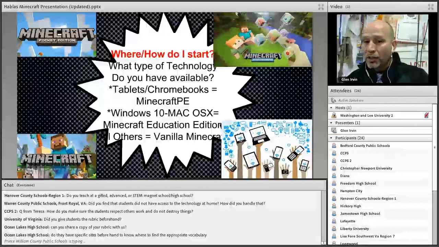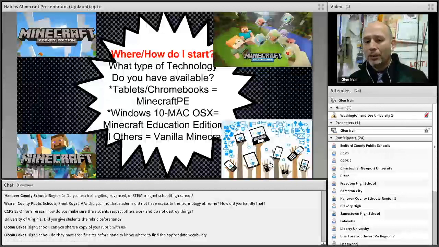The costs of these: the Pocket Edition is like $5 per machine. The Windows 10 version, like I told you before, the Minecraft Education Edition, is $5 per year. So that's unfortunate, it's a recurring cost. The vanilla Minecraft, I think you buy it one time and it's about $25, $27. You buy it one time, and you can host it on a computer.